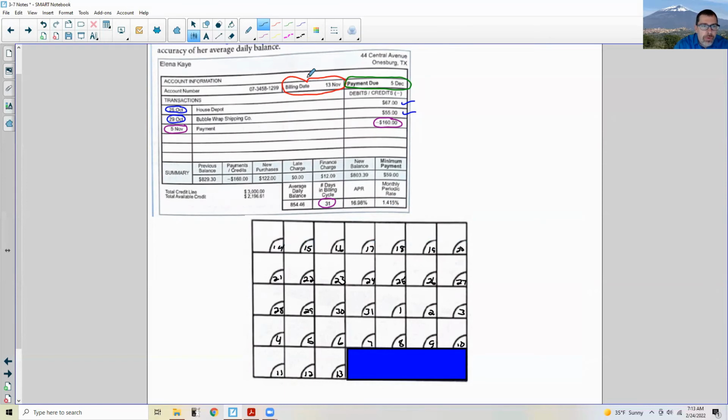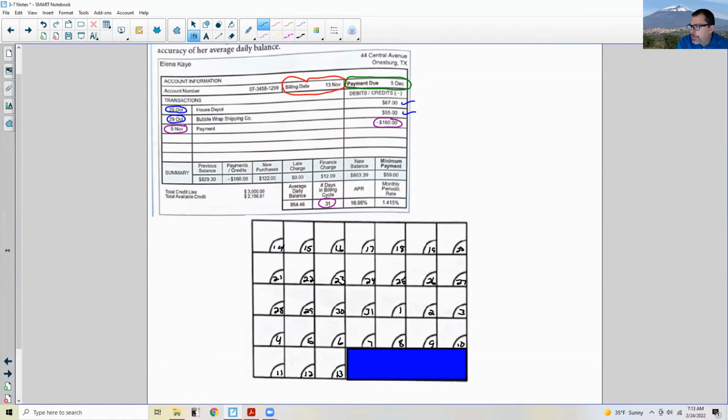Okay, so the billing date was the 13th of November. So the first day of the billing cycle would be the next day, the 14th. Or October, same thing. So billing date 13th November is right here, and the billing date of the prior month would have been the 13th of October. And so this is the new monthly cycle. Okay, so that's the next step.